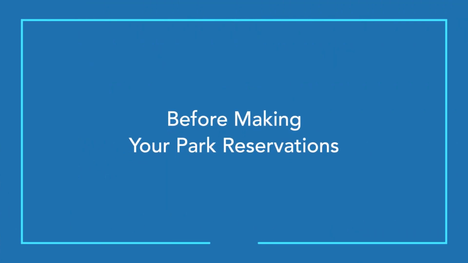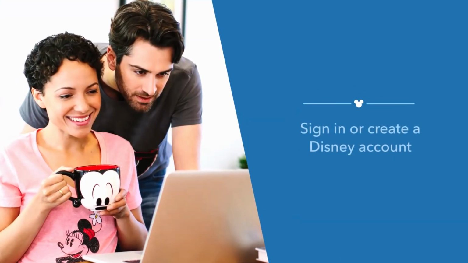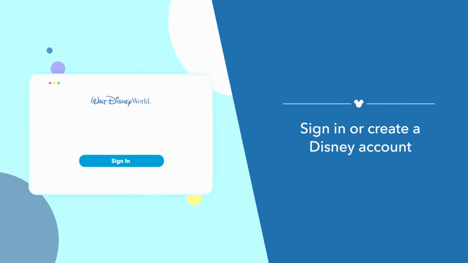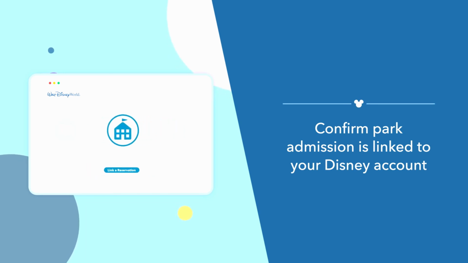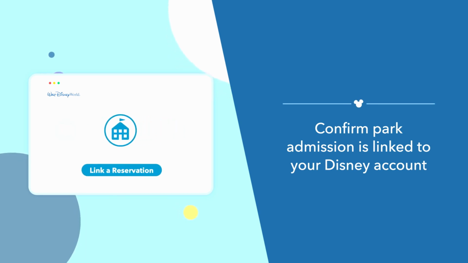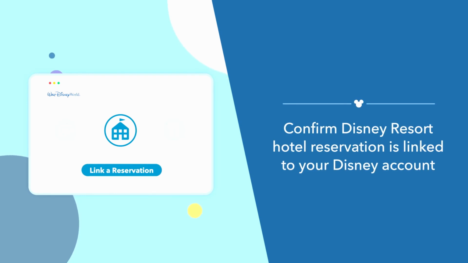Prior to making your park reservations, please follow these important steps. First, create a Disney account or sign into an existing account. A Disney account can be created online or through the My Disney Experience app. Next, confirm park admission is linked to your Disney account for each person in your party. If you'll be staying with us at a Disney resort, confirm that your Disney Resort hotel reservation is linked to your Disney account as well.